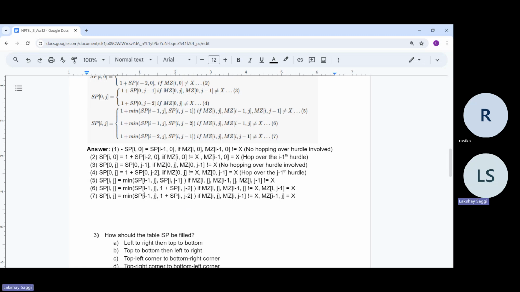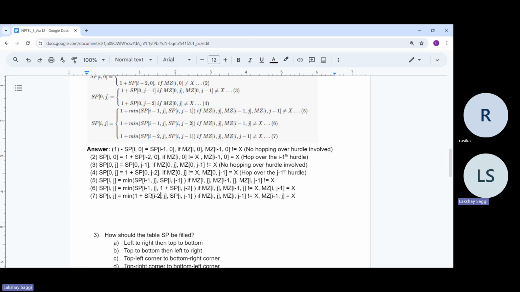So in this case, we'll need to hop if we are coming from the left. So this term indicates we are coming from the left, so we'll add 1 to this. And if we are coming from above, it will come as it is. And note that here it will be j minus 1 because we are not hopping, and here it will be i minus 2 because we are indeed hopping.